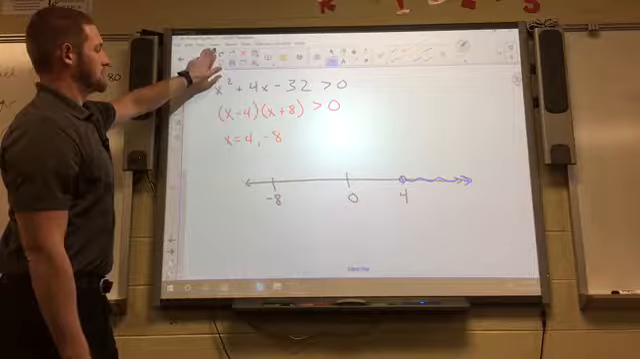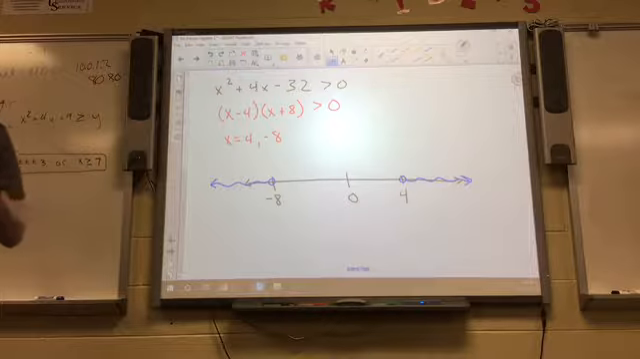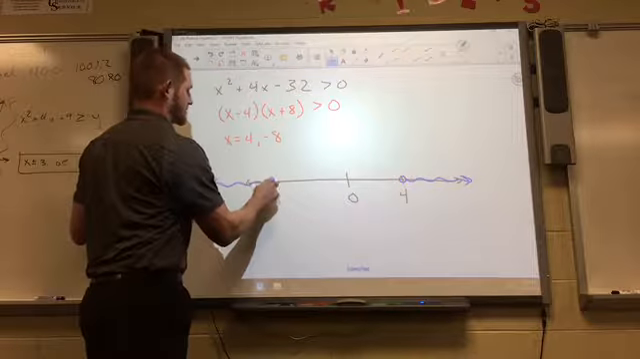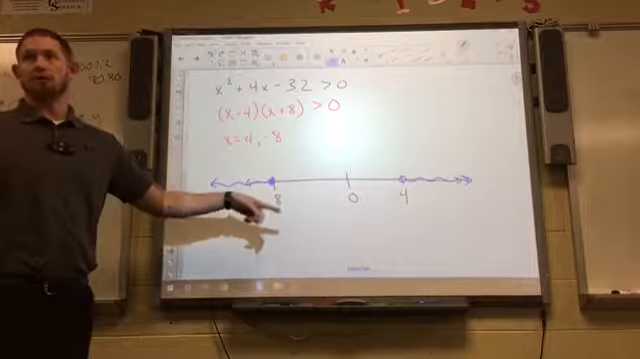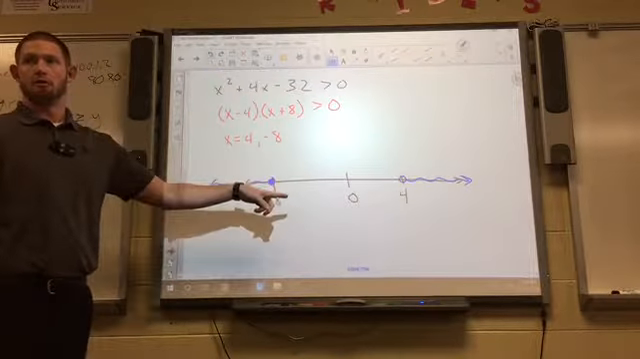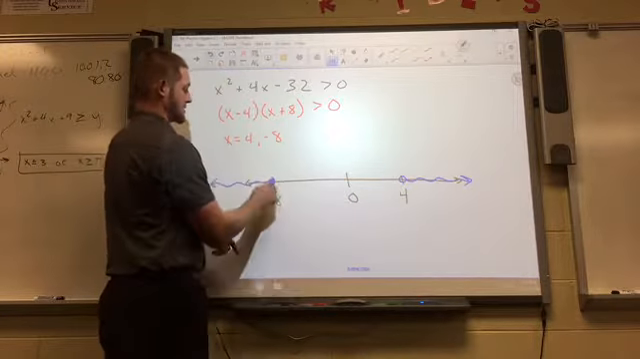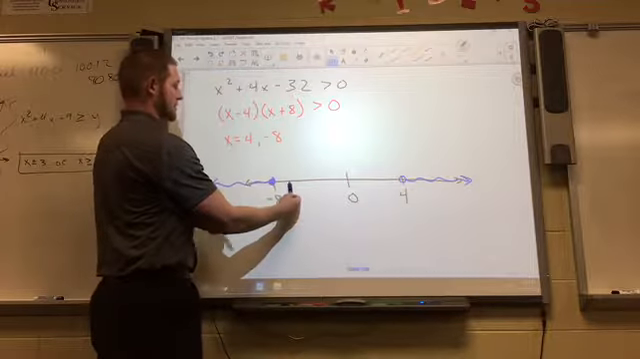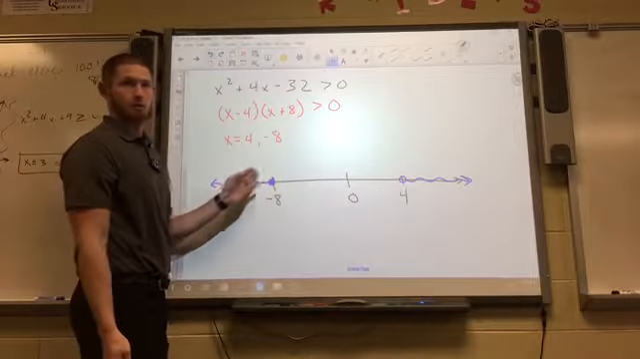Cole, go ahead. Did you pick the intercepts to plug in if it was equal to? So you're saying if this was a closed circle, could you use -8? No, because if it's a closed circle, I know -8 works, but I don't know which direction I need to shade. Does that make sense? So even if it's closed, you need to pick something else. Yeah, -8 works, but does -6 work or does -10 work? I don't know. I've got to figure out on what side I need to shade.